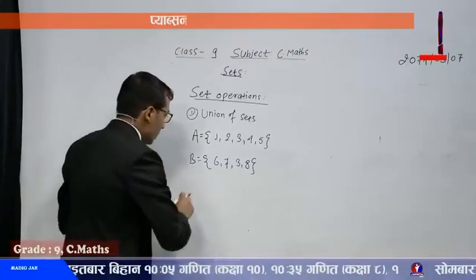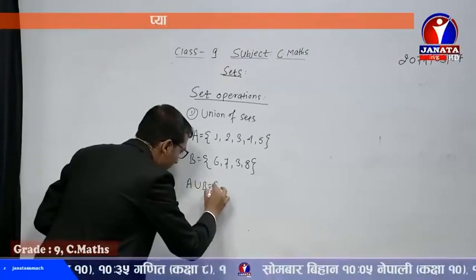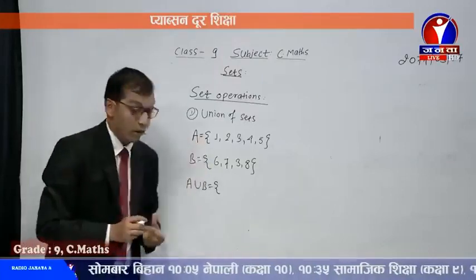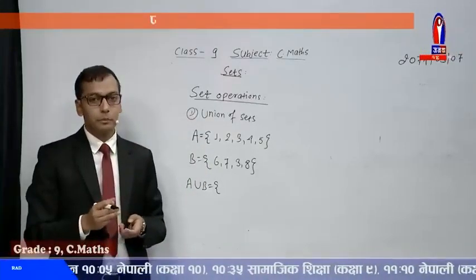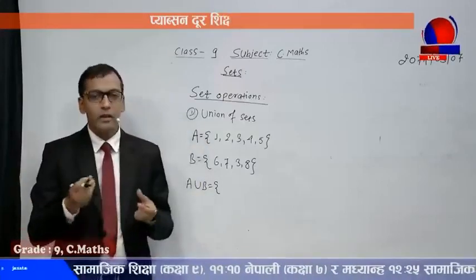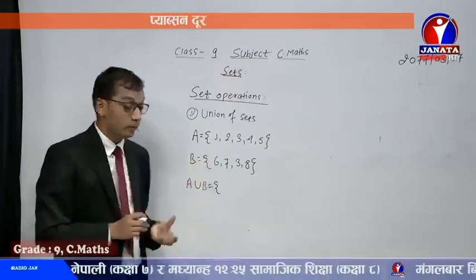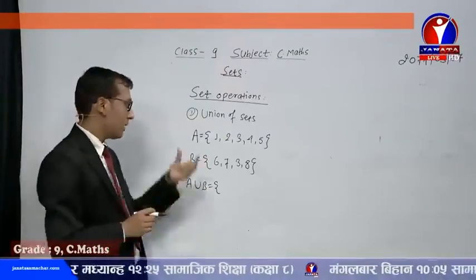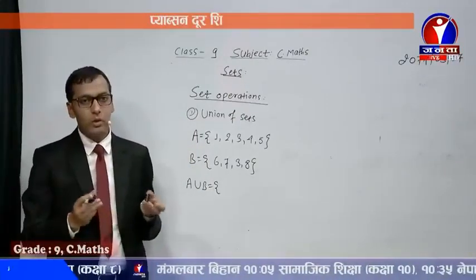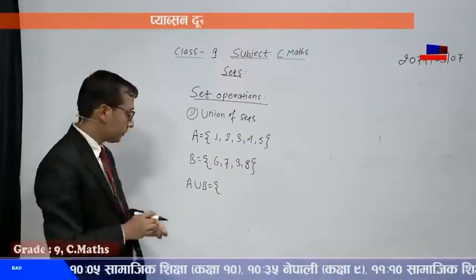So we denote union of sets by A union B, and let's write what the union is. What are the elements of A union B? While writing the elements of the union, I am taking only two sets. We can also find the union of three sets, but here I am starting from the union of two sets. In today's class, under set operations, I will be taking examples of only two sets, and the similar examples we can try by ourselves.